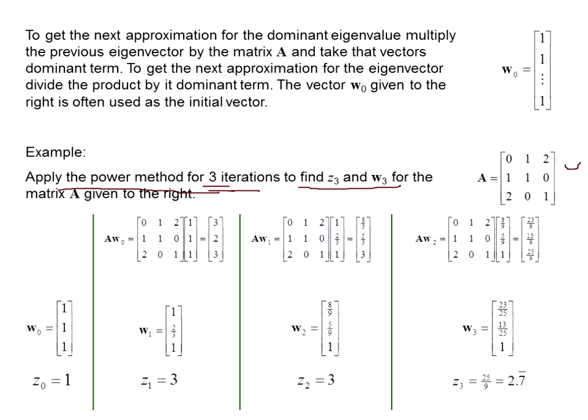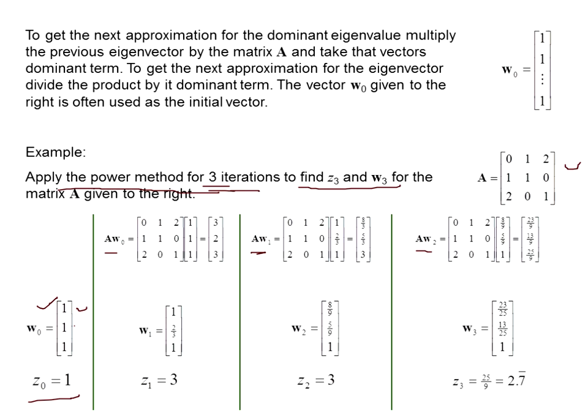It says to find the eigenvalues and eigenvectors, where W naught is equal to 1 1 1, and for Z naught, choose any one. Which one is bigger? They are all one, so we can choose any. So we choose Z naught is equal to 1. The first iteration is AW naught, the second iteration AW1, the third iteration AW2. We will find them one by one.